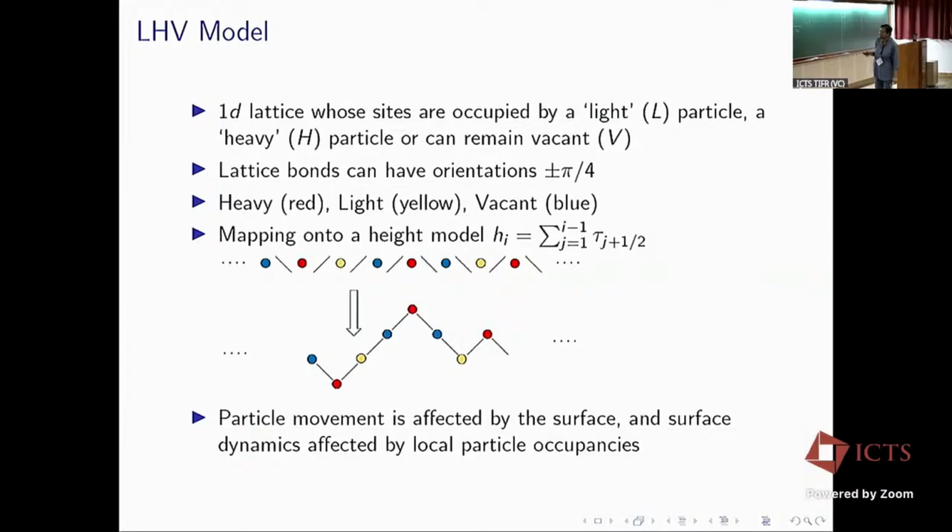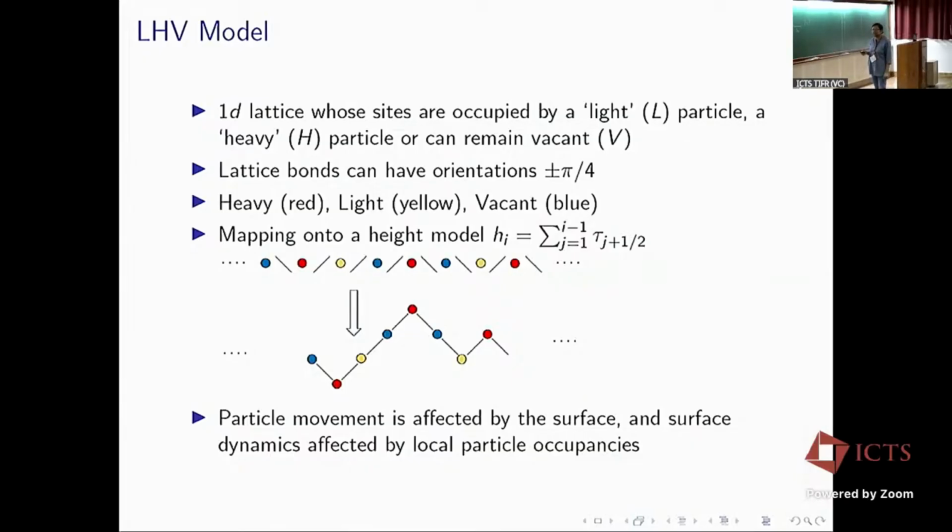And height at a particular site H is defined like this. Here tau j plus half is the orientation of the bond between j and j plus 1. It is +1 if the bond has a plus pi by 4 orientation. It is -1 if the bond has a minus pi by 4 orientation. And you just sum it over j from 1 to I minus 1. That gives you the height at the site I.